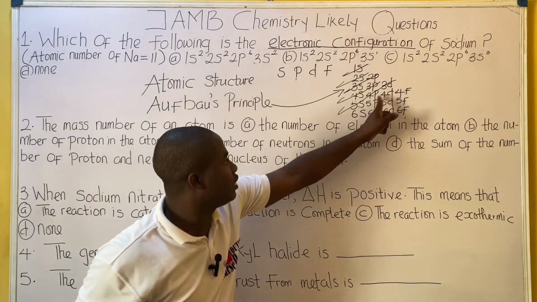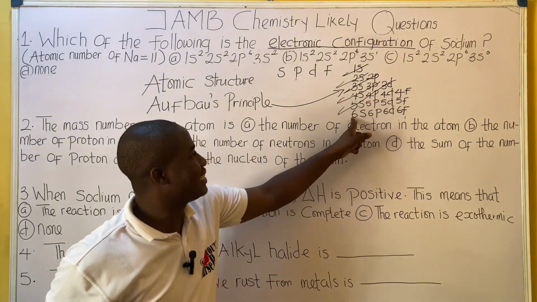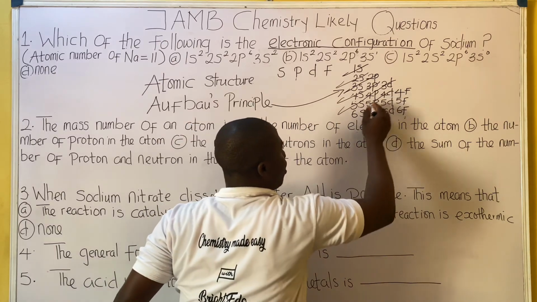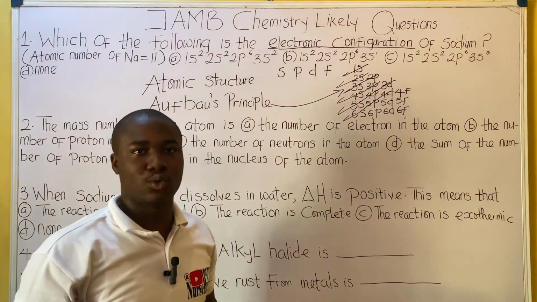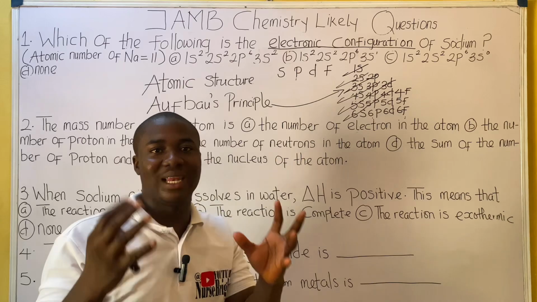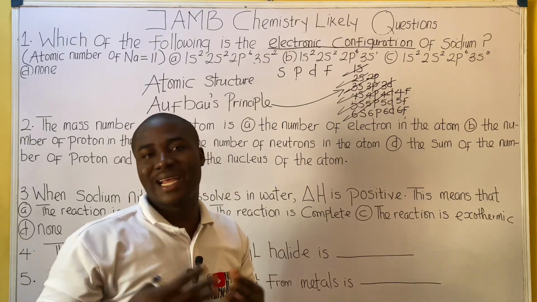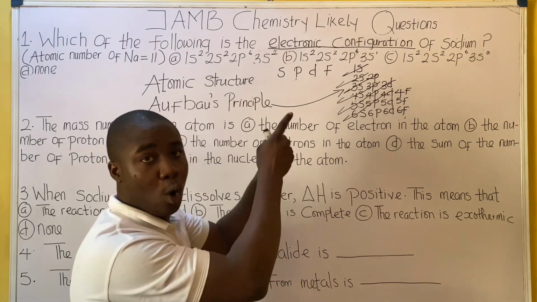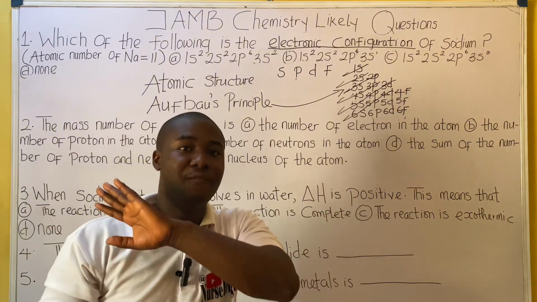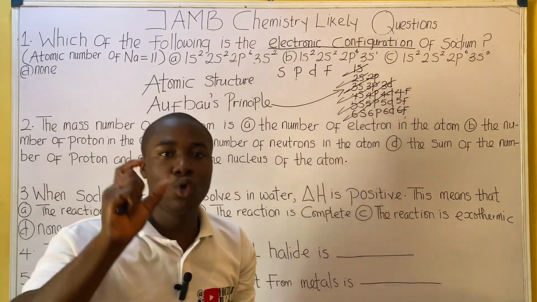Same applies to 4d, 5p, and 6x. They're in a line as well. I will draw that line as well. So if you observe, you can see all the lines I've drawn. So how do we now write the electronic configuration of sodium or any element at all? Very simple. We just have to note something.